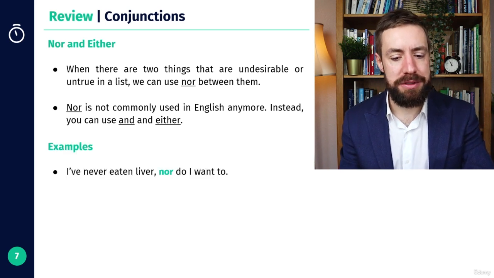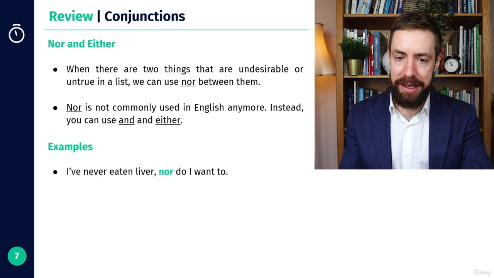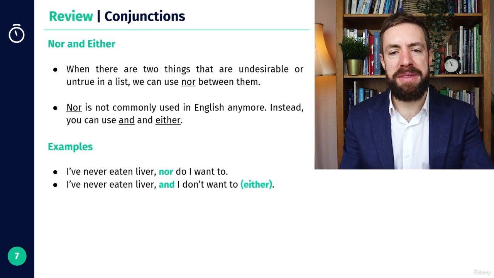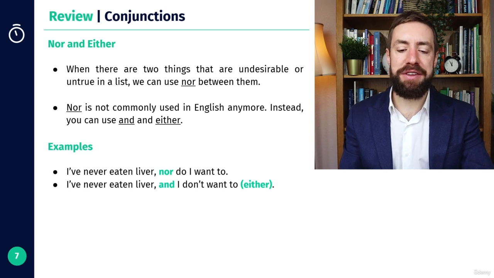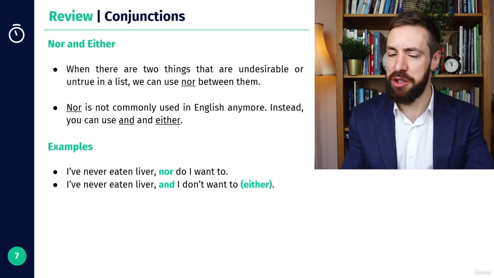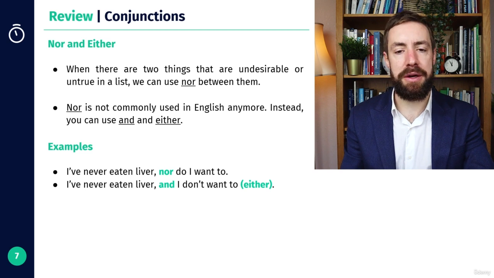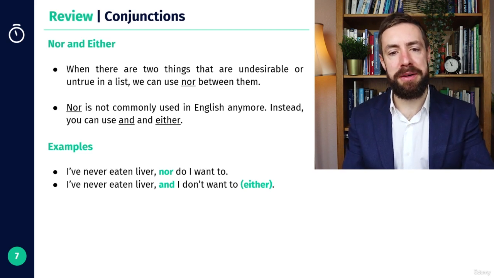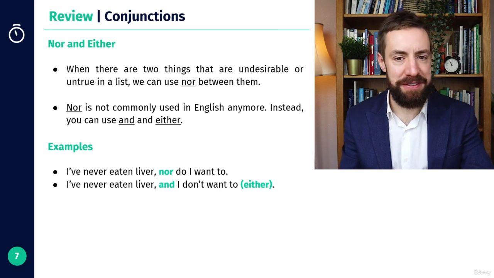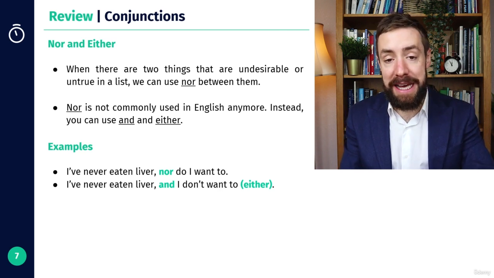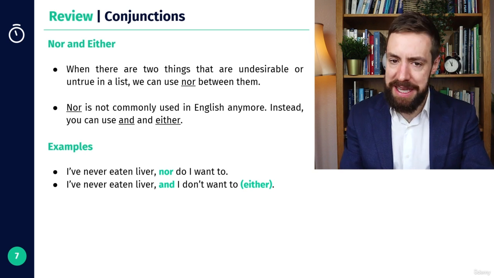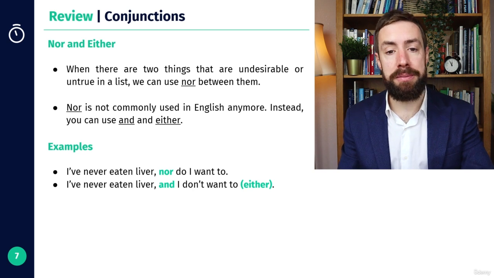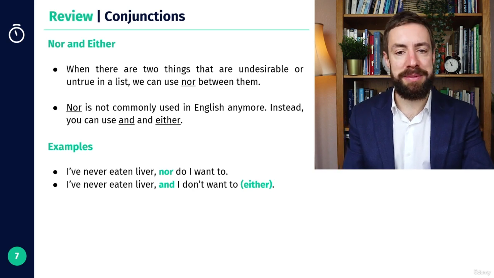So let's see some examples. "I've never eaten liver, nor do I want to." But probably more commonly we would say, "I've never eaten liver and I don't want to either." So the first one is kind of like what you might read from a book in the 1950s or earlier. Nowadays, we would probably say and probably also write the second version. But it's good to know both. It's good to have the flexibility.